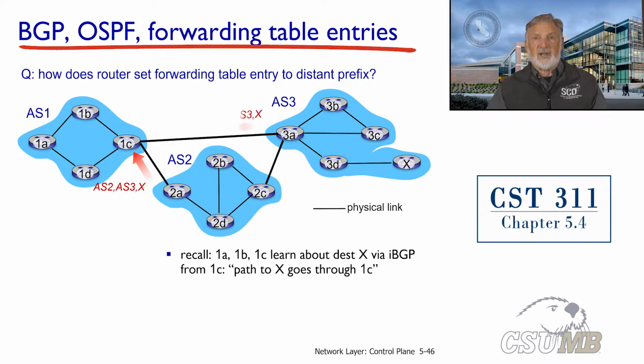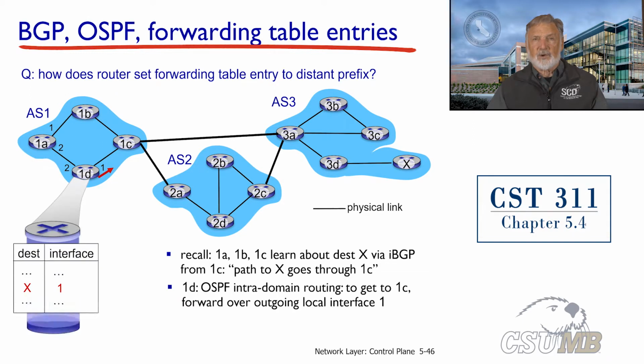Gateway 1C in AS1 has learned the route to destination X from eBGP. This gateway router has propagated this information to all AS1 routers via IBGP. These AS1 routers know they must send packets to destination X via gateway router 1C. Through OSPF, AS1 router 1D determines the lowest cost path to router 1C is via its interface 1.